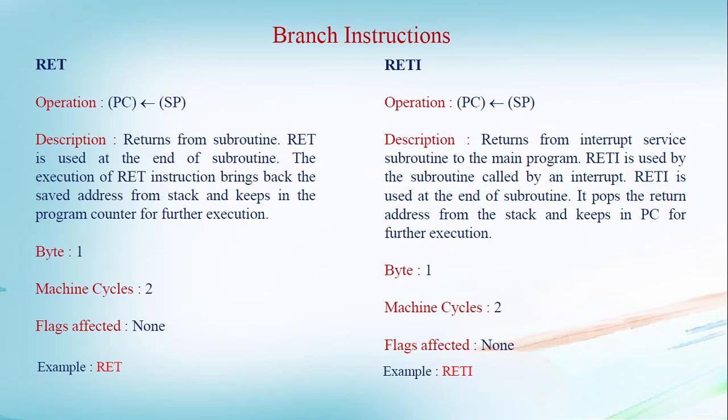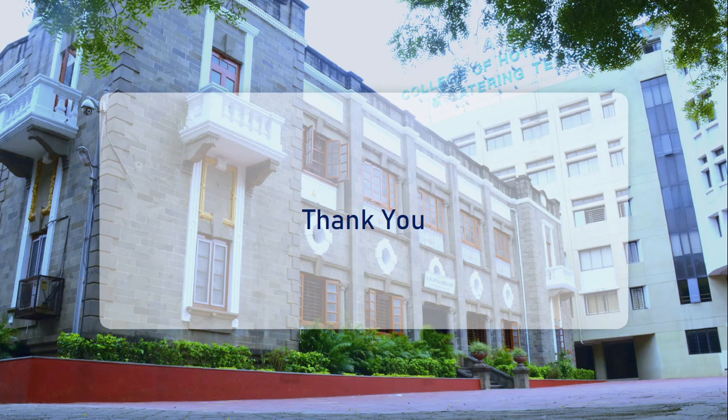I indicates interrupt. It means return from the interrupt service subroutine to the main program. RETI is used by a subroutine called by an interrupt, at the end of the subroutine. It pops the return address from the stack and keeps it in the PC, that is the program counter, for further execution. It requires 1 byte and 2 machine cycles. Example, RETI. Thank you.